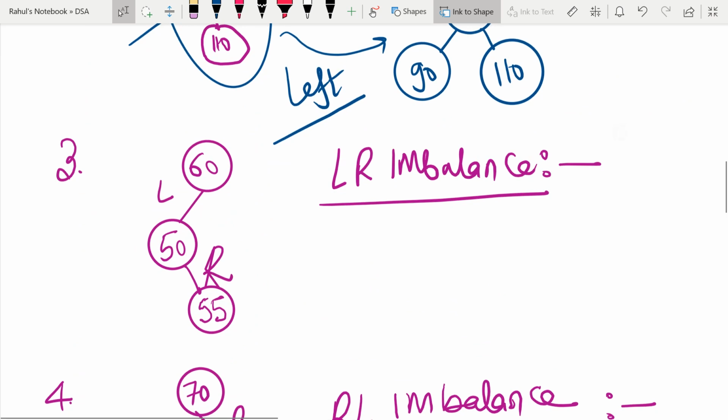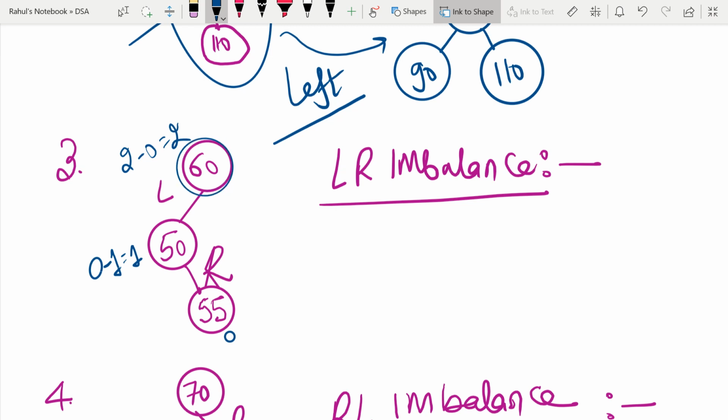Now if you get a condition like LR imbalance, LR imbalance is like this. If you calculate the balance factor of this node, it is a leaf node, so its balance factor is 0. Now if you calculate the balance factor of 50, the left subtree is nothing, so 0 minus the height of the right subtree, that is 1, equals 1. So no problem until then. Now if you calculate the balance factor of 60, the height of the left subtree is 2 minus the height of the right subtree, nothing, so 2 is greater than 1. So this node is creating imbalance.